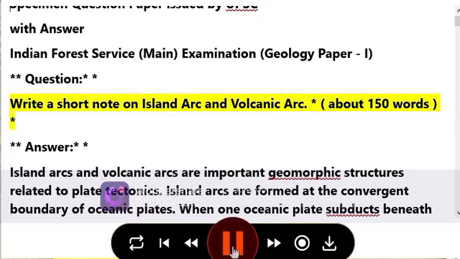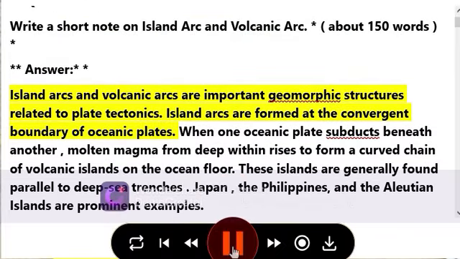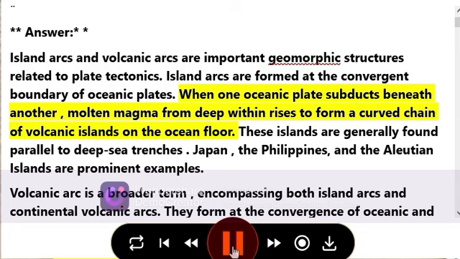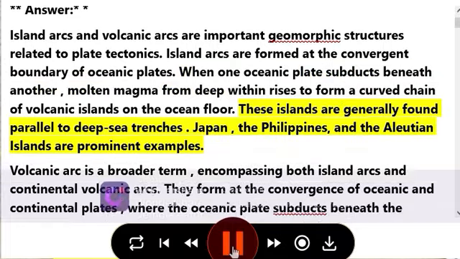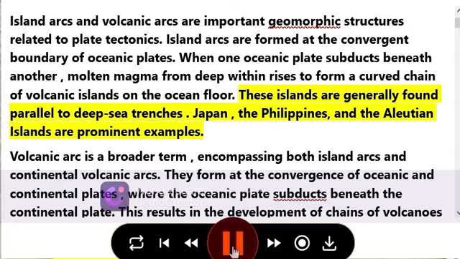Answer: Island arcs and volcanic arcs are important geomorphic structures related to plate tectonics. Island arcs are formed at the convergent boundary of oceanic plates. When one oceanic plate subducts beneath another, molten magma from deep within rises to form a curved chain of volcanic islands on the ocean floor. These islands are generally found parallel to deep-sea trenches. Japan, the Philippines, and the Aleutian Islands are prominent examples.